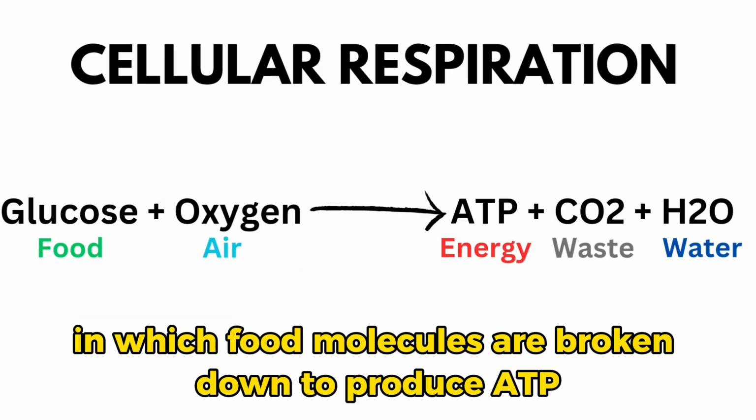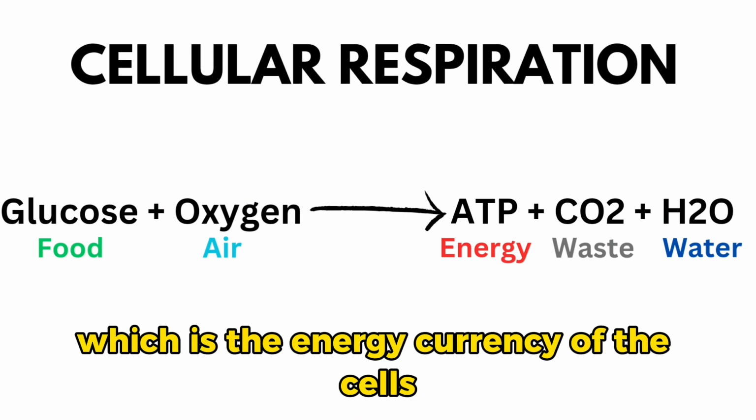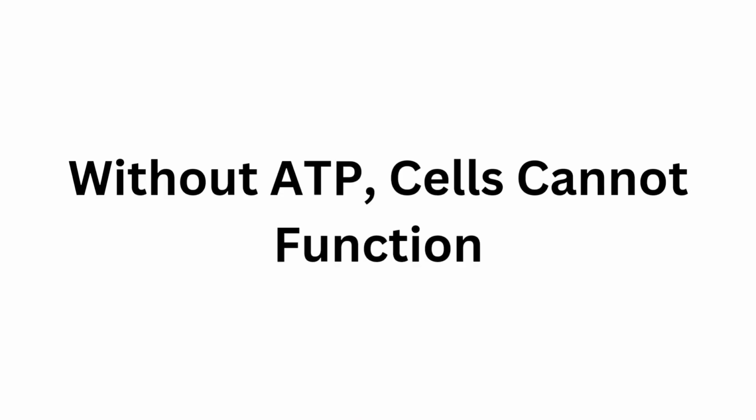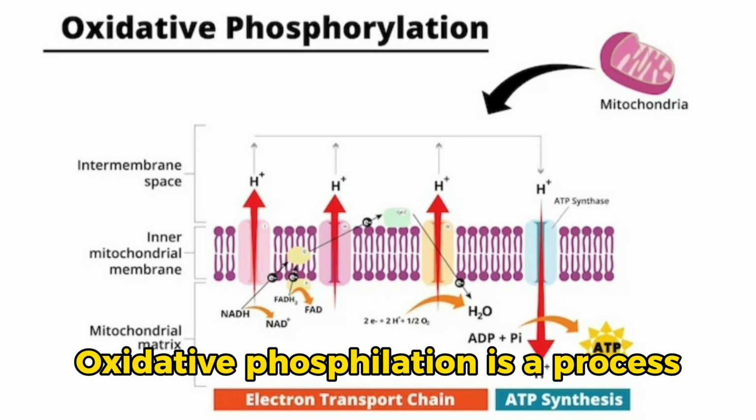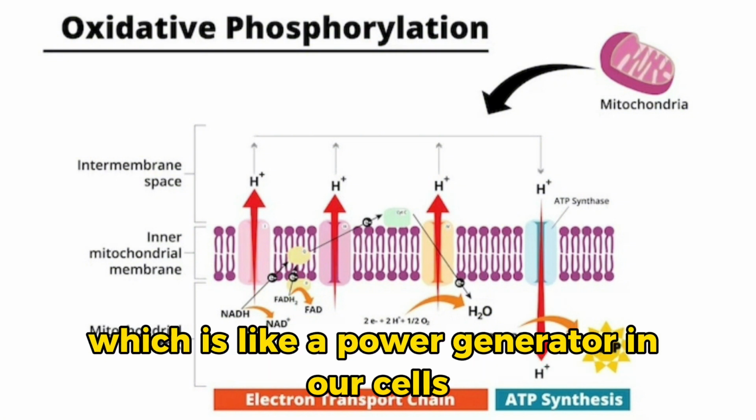Respiration is a process in which food molecules are broken down to produce ATP, which is the energy currency of the cells. Without ATP, cells cannot function. Now let's look at the role of oxygen in ATP synthesis. Oxidative phosphorylation is a process which is like a power generator in our cells.